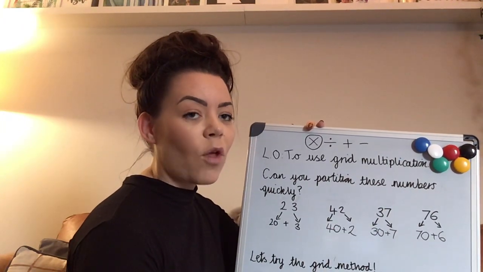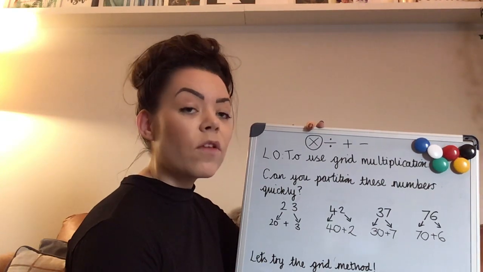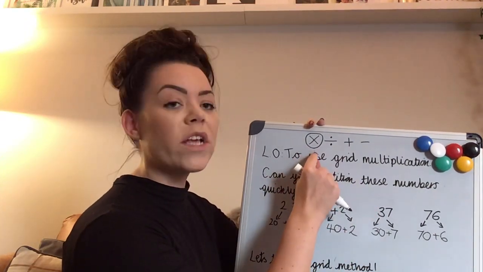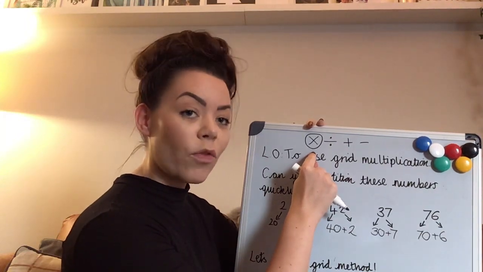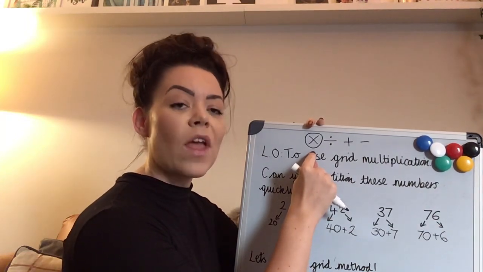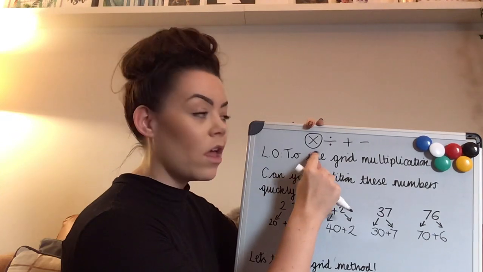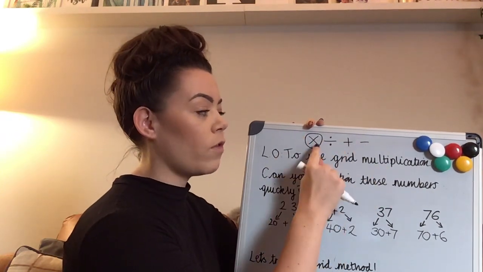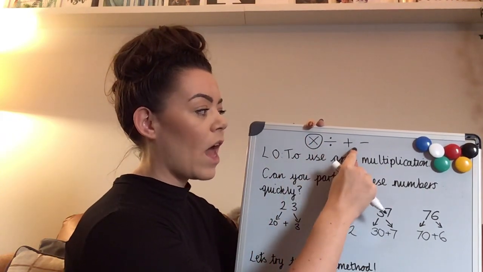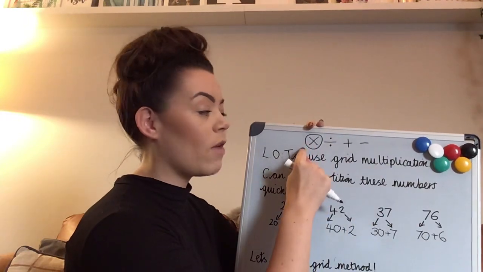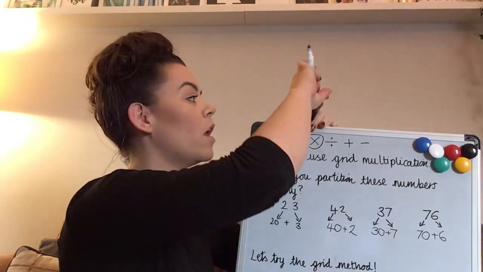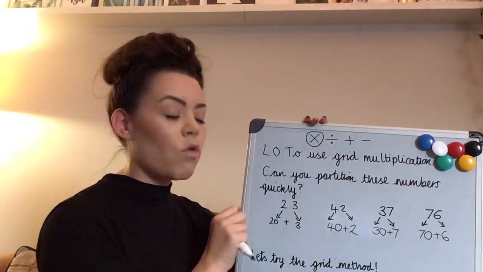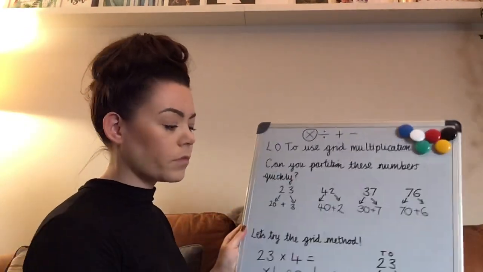Now we're going to move on to the grid method. This is all still part of the operation where we're multiplying. We're finding groups of, lots of, we're doing repeated addition. They all mean the same thing. So it's part of our 4 operations of multiplication, division, adding and subtracting, but we're focusing a lot on multiplication at the moment. So what do I mean by the grid method? I'm going to show you.